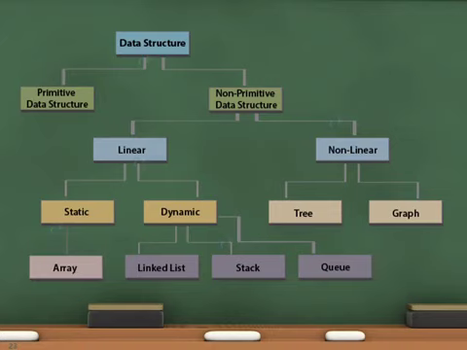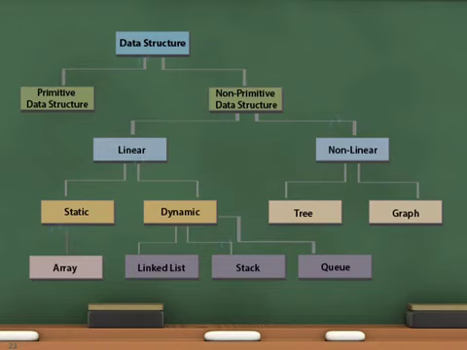We have different types of already existing data structures. Data structure can be classified into primitive data structure and non-primitive data structure. Primitive data structures are data types like character, integer, floating point, string or character. Non-primitive data structures are classified into linear data structure and non-linear data structure. Linear data structure, as the name says, is in a linear fashion, sequential order.